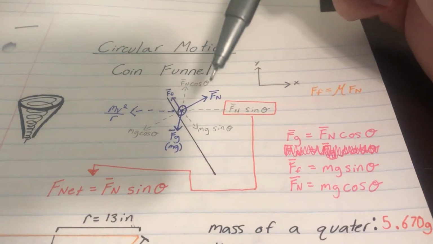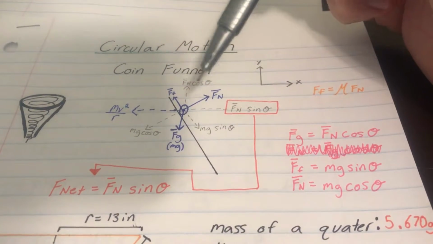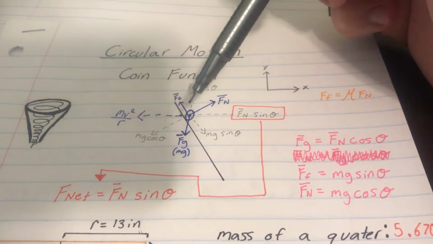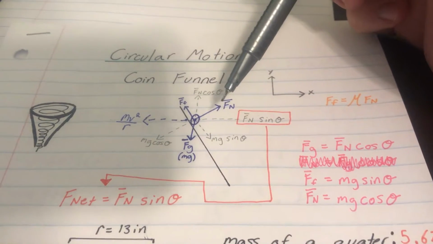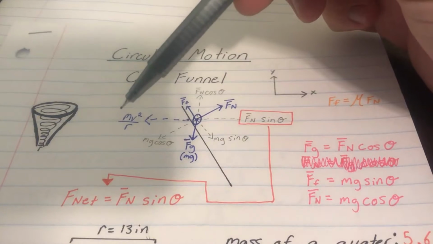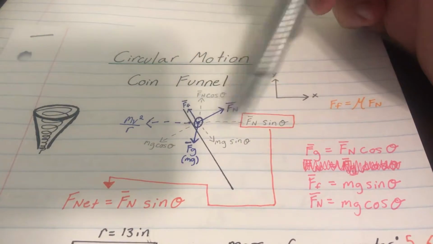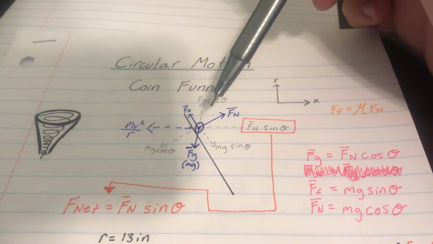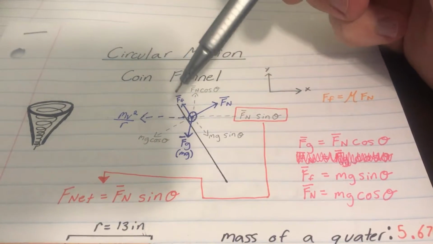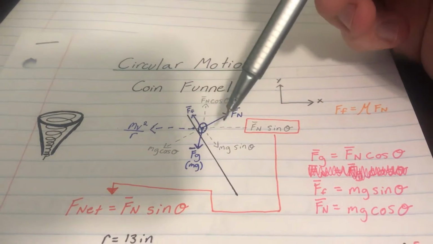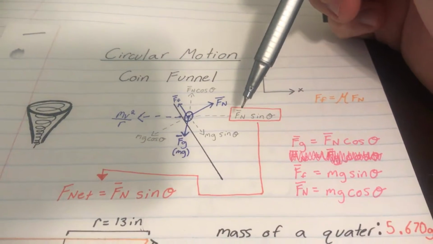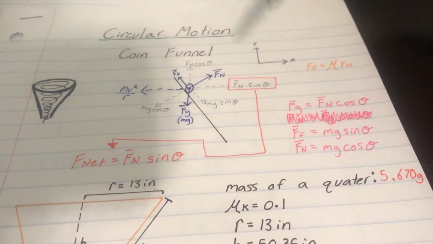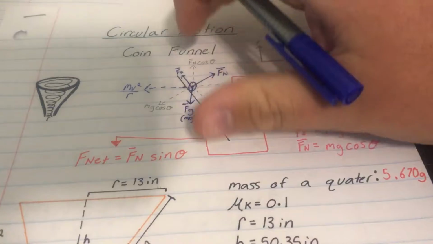So, first thing I did was draw a free body diagram. And I have my frictional force, force of gravity, and my normal force. And then all these components of the normal force and the force of gravity. All of them are pretty much equal to 0 besides the normal force sine theta, so I put that as my net force. As you can see here, all these are equal.